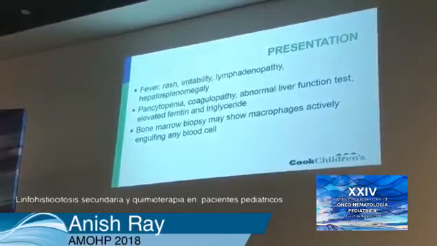These patients can have signs of coagulopathy. Without frank bleeding, they can have abnormal liver function test. And then if you look, there can be elevation of ferritin and triglycerides. If you're concerned about HLH, you then further perform a bone marrow aspirate that may show macrophages engulfing any blood cells, also known as hemophagocytosis.